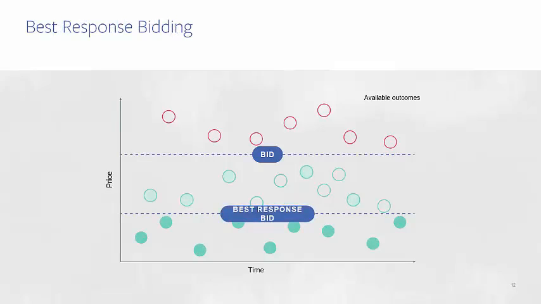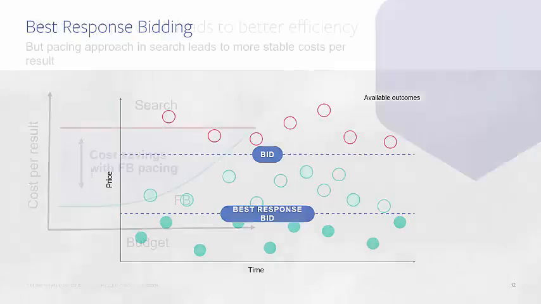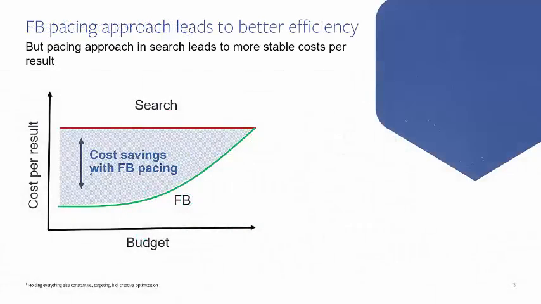Facebook's system relies on best response bidding, sometimes called discount bidding, but I think that term makes it sound a little bit too much like a thrift store. Best response bidding means that based on your remaining time frame and budget, Facebook will adjust your bid to win the lowest cost auctions. As you can see, this results in more won auctions for the same budget. Facebook's approach to pacing yields lower cost per results than the approach we understand is used by search platforms.